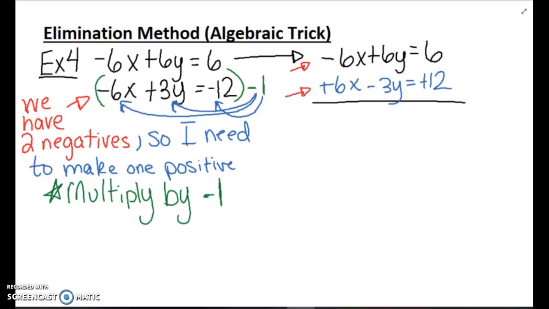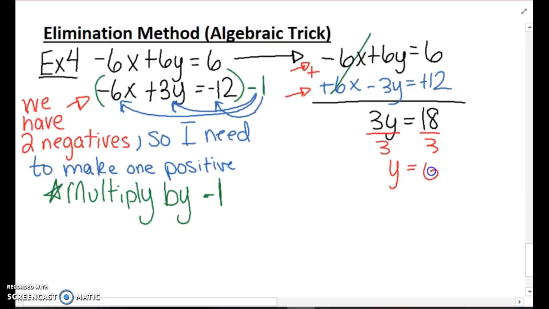Now I can add both of them like I had been doing in the previous examples. So I'm going to add these two equations. A negative 6x and a positive 6x is going to cancel out. A positive 6y plus a negative 3y is going to give me 3y. 6 plus 12 gives me 18. And I can solve for y by dividing by 3. y equals 6. And remember, that is only half the equation. We still have to find our x by plugging it in.